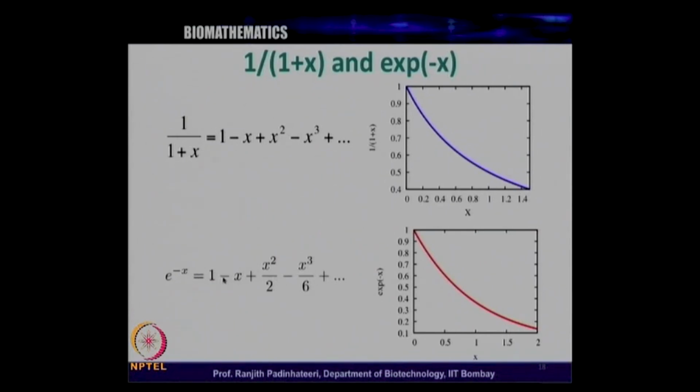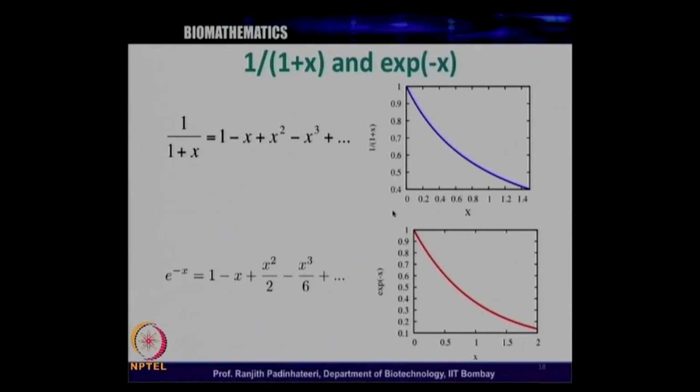We said e power minus x is 1 minus x plus x square minus x square by 2 minus x cube by 6 and so on and so forth. So these two, if you compare, the only difference is that there are some coefficients in this e power minus x. Otherwise, they look similar. And their behavior is also similar. Both of them decrease. Start from 1 and then decrease as we go along x. So we saw that these are another set of functions which look very similar.